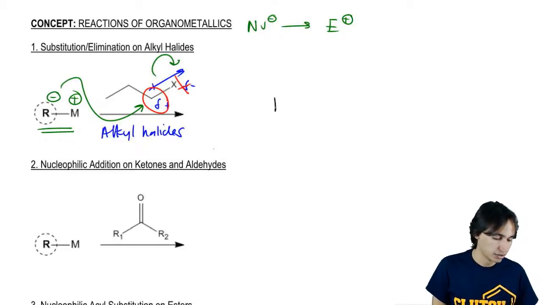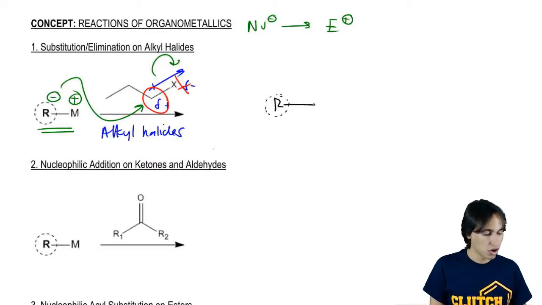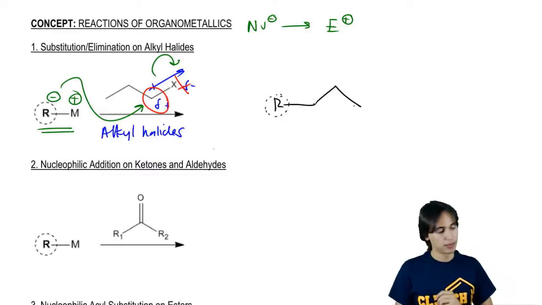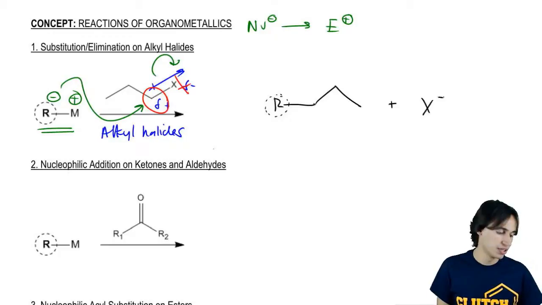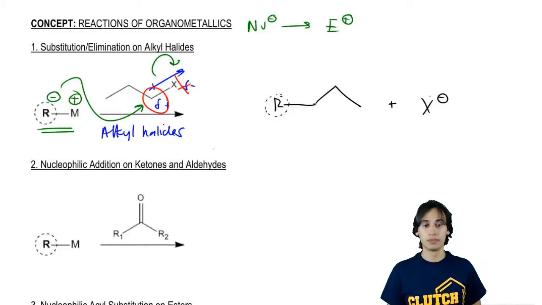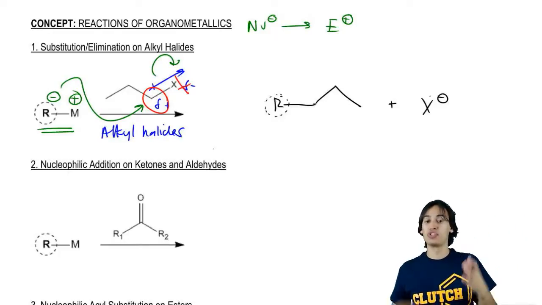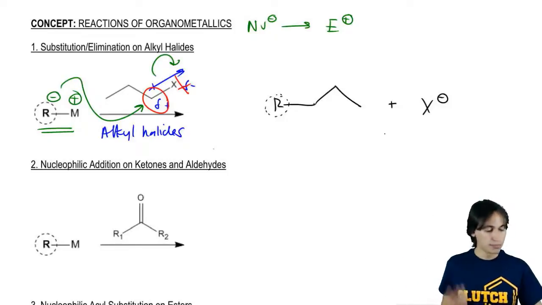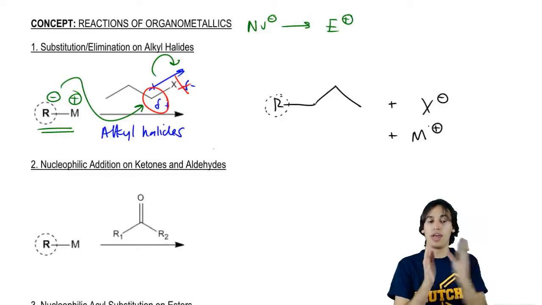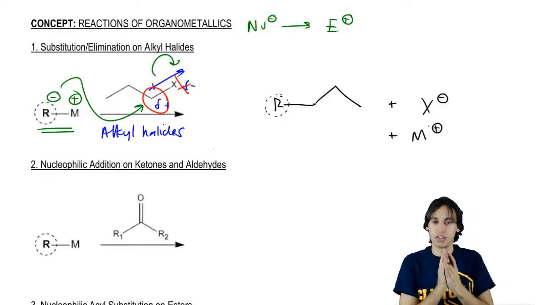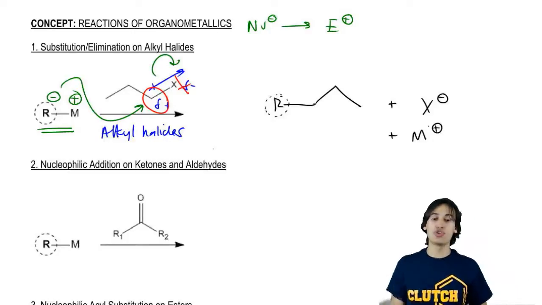I would get R with that little circle around it, so you guys can keep track of it. And now that R is attached to a 3-carbon chain. Plus, we're going to get our leaving group. So our leaving group would just be X minus. Cool? So I don't think I'm forgetting anything. Oh, you might be wondering, Johnny, well, where did the M go? The M also will leave as a leaving group. Okay, so you get M plus, and many times the M, the metal, and the X will come together and make an ionic bond. Okay? Cool. So that was easy, substitution or elimination.